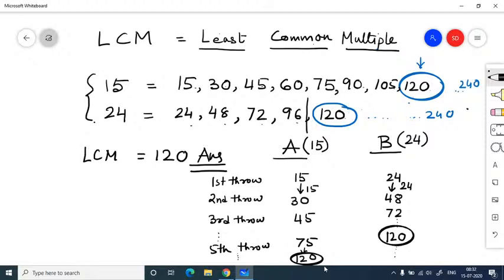Okay, they are throwing unequal number of marbles, but at some time they will have the same number of marbles, but A will have it after 8 throws and B will have it after 5 throws. Okay, is that clear? If you want, I can explain this once more with another example.